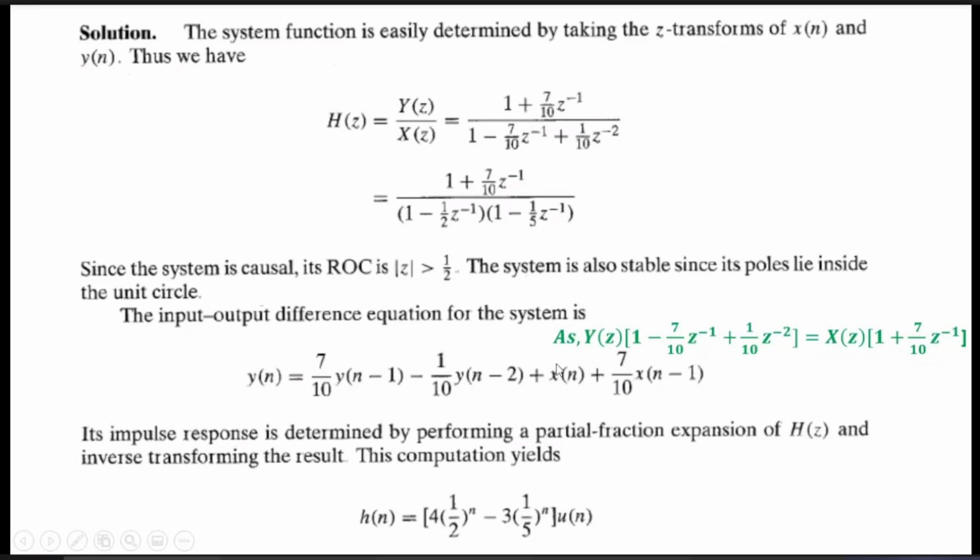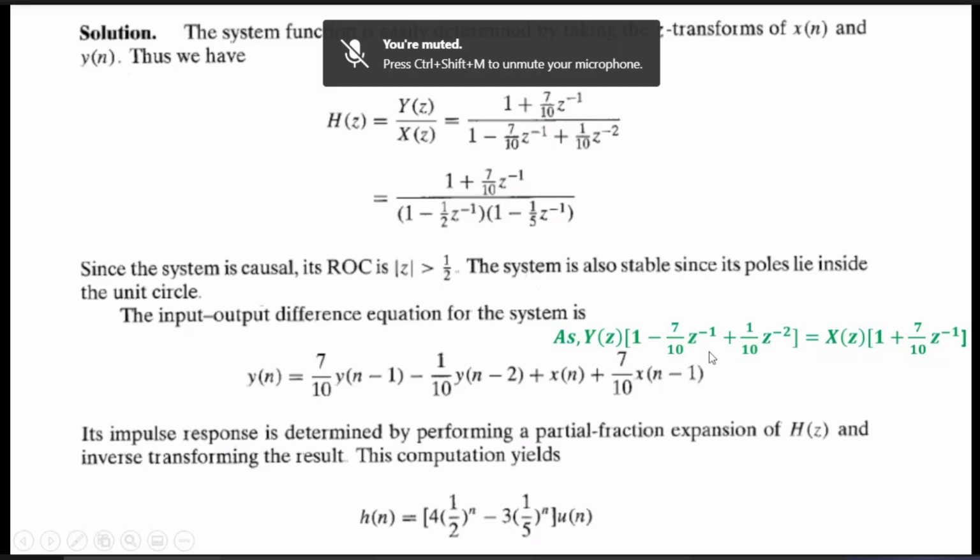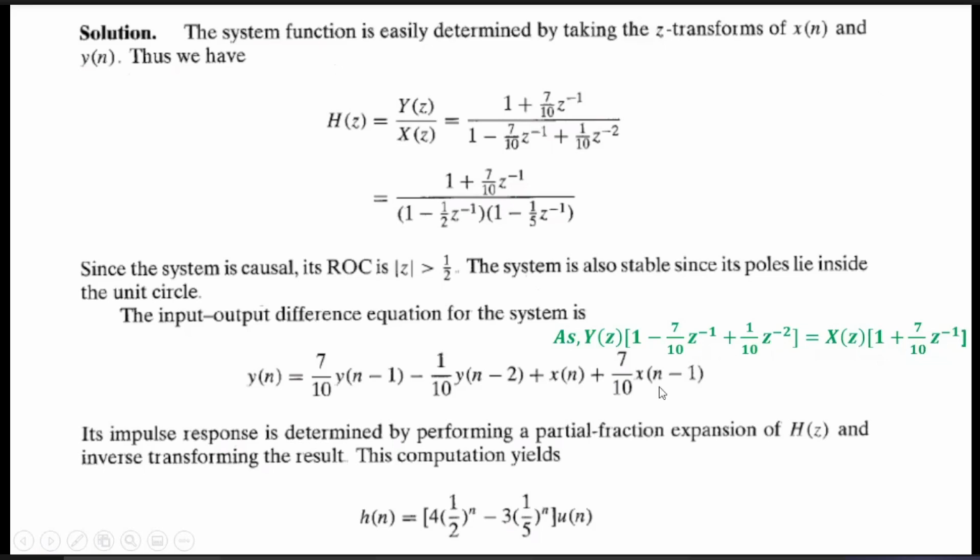Then it will become y(n), and z inverse represents y(n minus 1), z to the power minus 2 represents y(n minus 2). Similarly, z to the power minus 1 with X(z) represents x(n minus 1). So you add all these terms on one side and the output terms on the left side, that is y(n). You will get the function y(n). So this is the way to calculate the deconvolution.